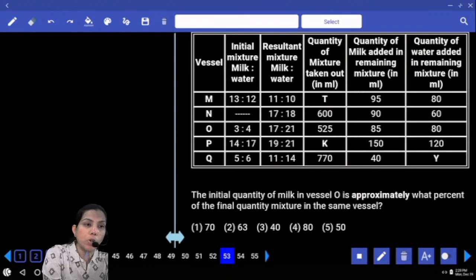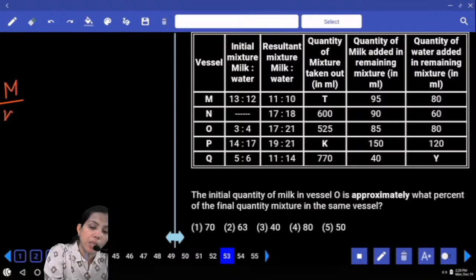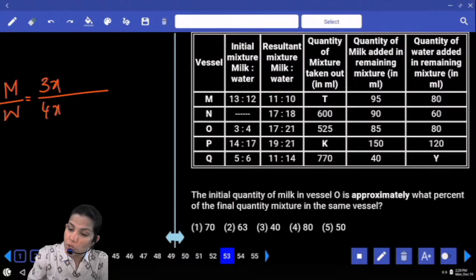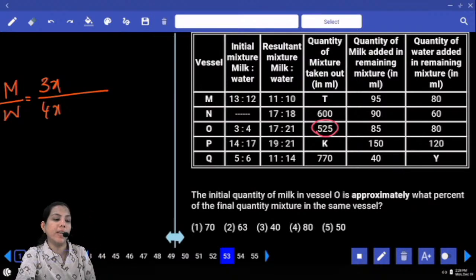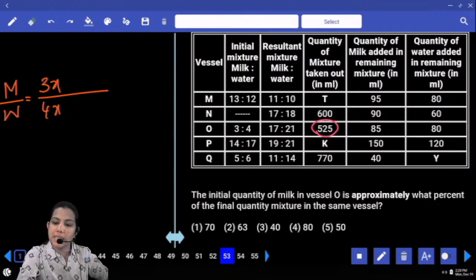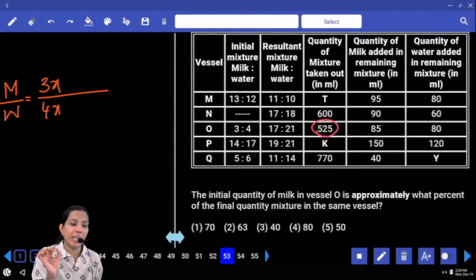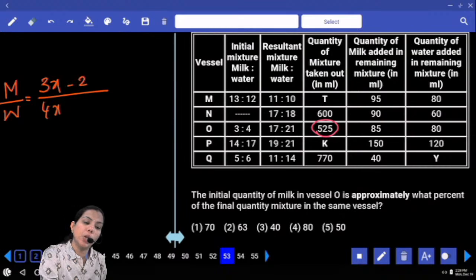Okay, what is vessel O total? Milk and water are in the ratio 3:4. So our assumption is 3x milk, 4x water. How many liters of mixture would be taken? 525 mixture taken. In that 525, again milk and water are in the ratio 3:4, means 7 parts. 7 sevens 49 and 5, so each part is equal to 75. So 75 into 3, 225 liters of milk taken, and 75 into 4, 300 liters of water taken.